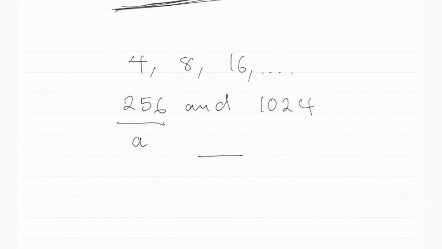Let that number be B, and then 1024, we can say, is our C. Since we've been given A and C already, our main interest is to find the number that is in between 256 and 1024, which they are calling the geometric mean. But how then?